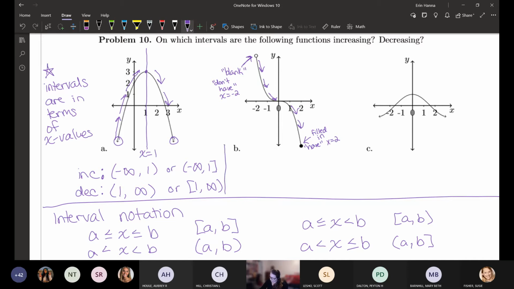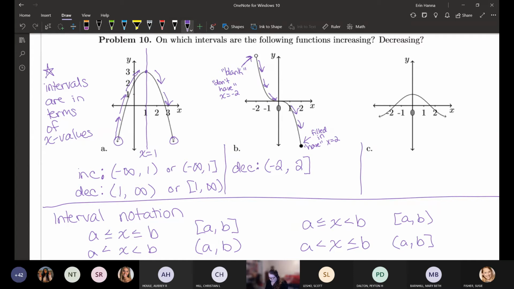So let me try to block this off. So we are decreasing, my C got messed up, from -2, but not including -2 because it's an open circle. And we go all the way up to +2, but we include +2 because it's a closed circle.